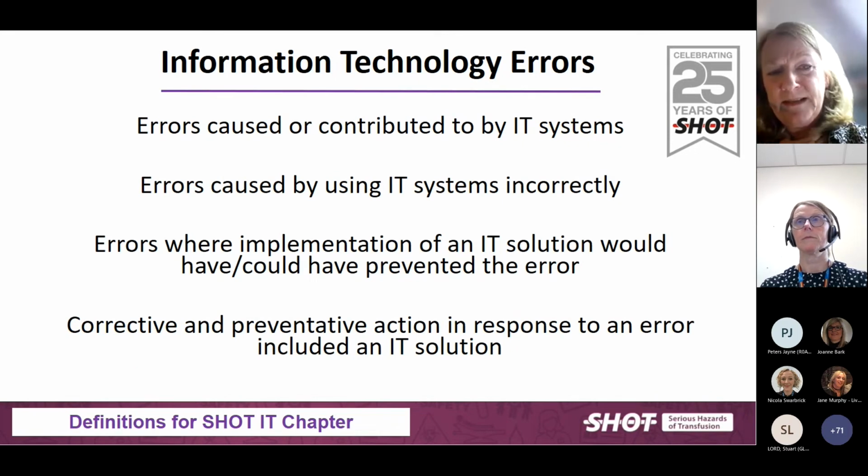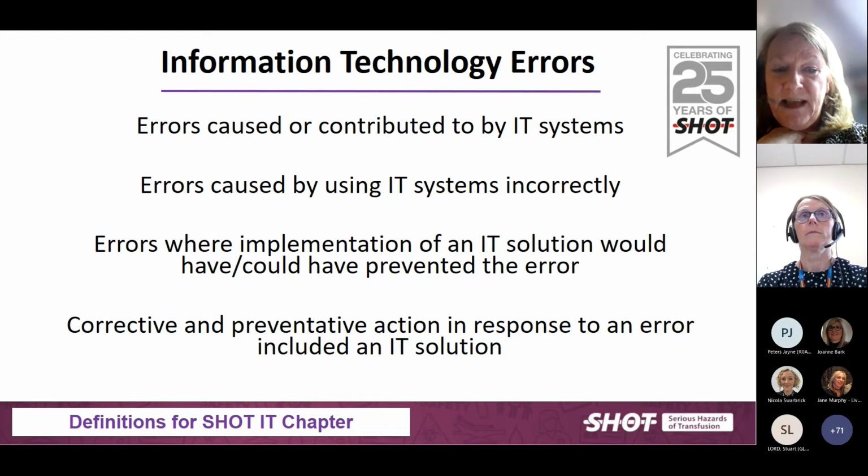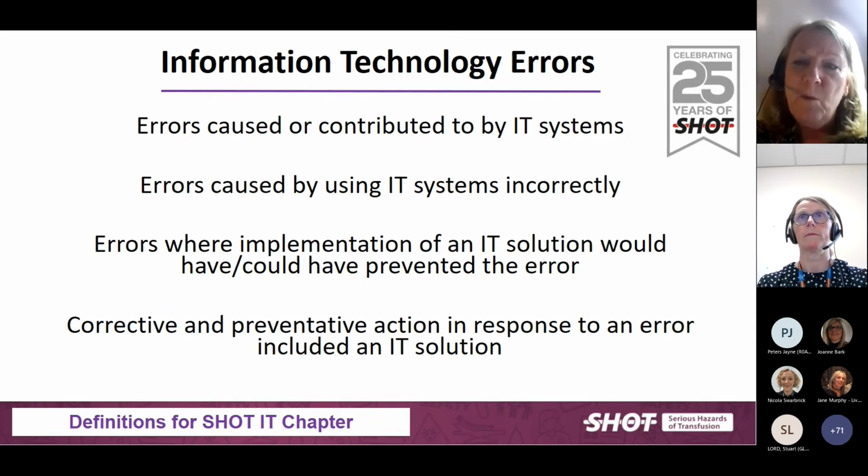So for this composite chapter, we look at errors that have been caused or contributed to by IT systems, errors that have been caused by using IT systems incorrectly, and, to a certain extent, where implementation of an IT solution would have or could have prevented the error. Where people mention their corrective and preventative action in response to an error, we include those as well, because I think there's learning in that. It also is a little bit wider than just IT systems. It includes automation, and it includes other equipment as well.